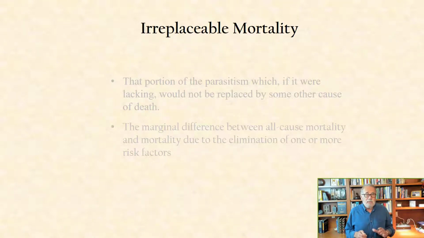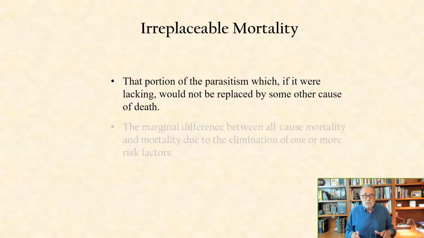The concept of irreplaceable mortality was first introduced in a study concerned with the impact of two parasitoids on the biological control of a pest scale insect, where irreplaceable mortality was defined as that portion of the parasitism which, if it were lacking, would not be replaced by some other cause of death.